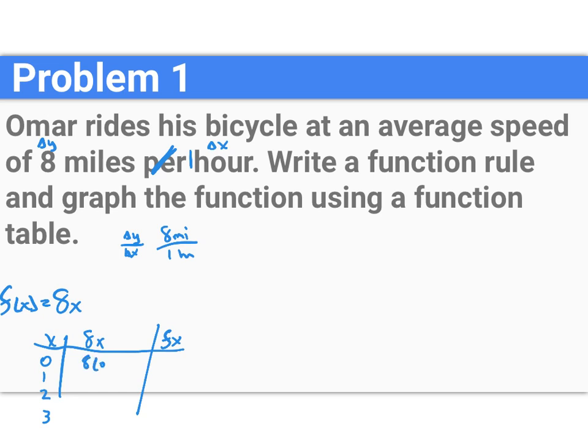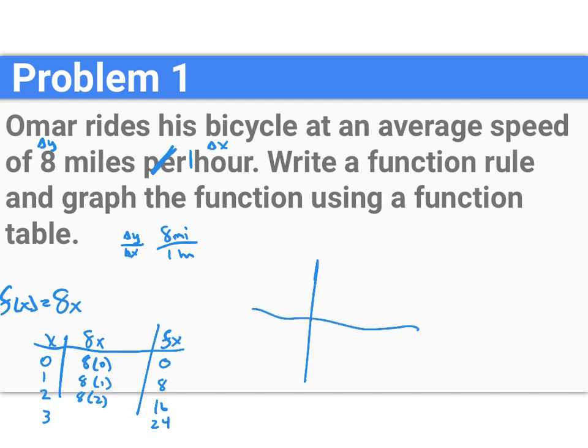8 times 0 is 0. 8 times 1 is 8. 8 times 2 is 16. I know my rate is 8, so if I just add 8 here, I get 24. I only had to calculate it. And so now let's graph it.